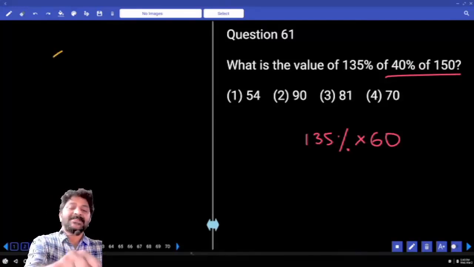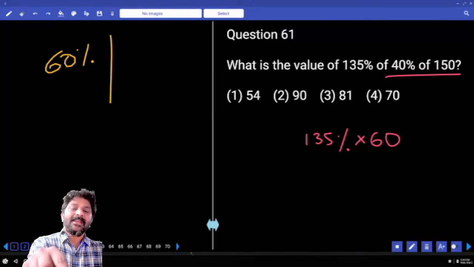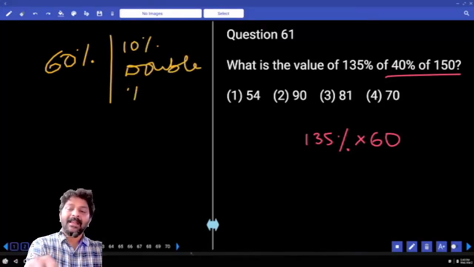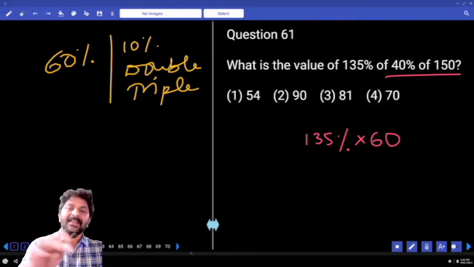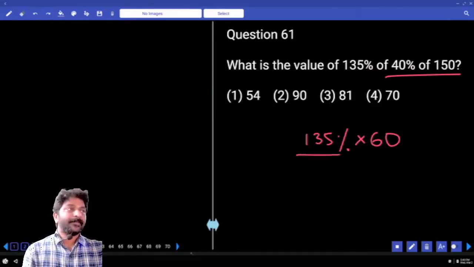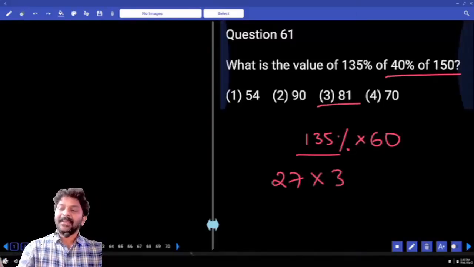So let's get 60 percentage. I'll do like 10% double and triple. 10% double in the sense 20%. 20% triple in the sense 60. Correct? What is 10%? 13.5. Double 27. Triple 81.